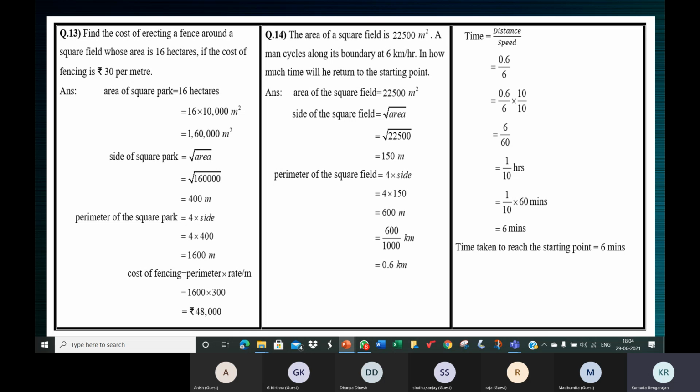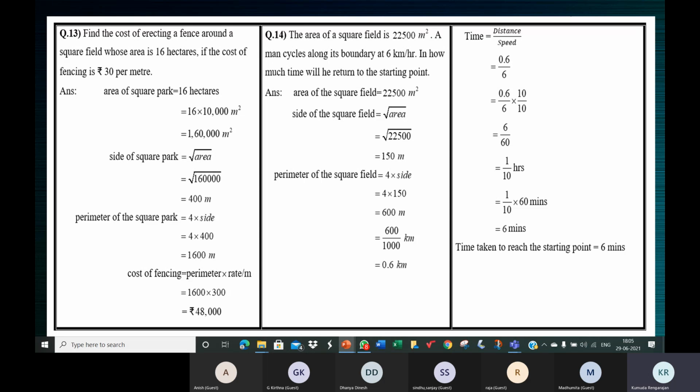So find the cost of erecting a fence around a square field. So you have a square field. And since it's very far, in your village, you protect your field with a fence. The area of the field is 16 hectares. So, 1 hectare is 10,000 meters square. So 16 hectares will be 1 lakh 60,000 meters square. So this much we have understood. Now we need to find the cost of fencing at rupees 30 per meter square.